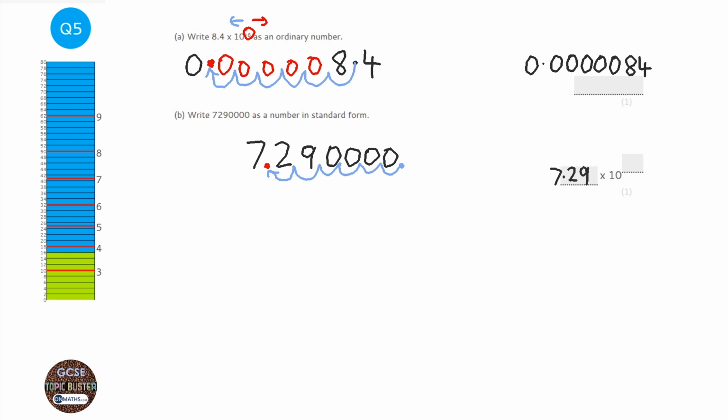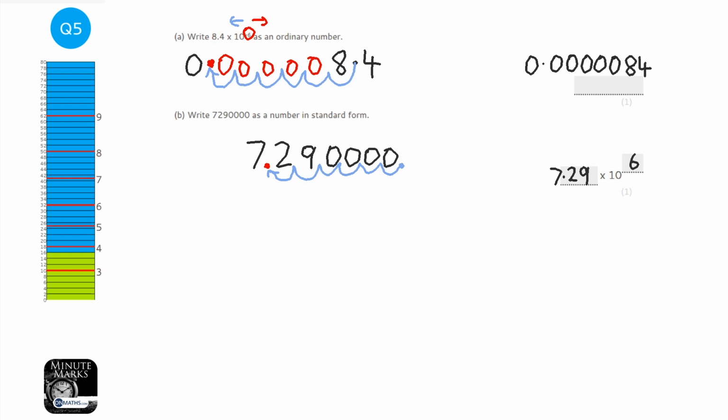Okay, so the rule is that the number has to be between 1 and 10, which this one is. Now, if you had a big number, then the power of 10 will be positive. Now here we did have a big number, so it's going to be +6. On the previous one, we had a small number, 0.00084.